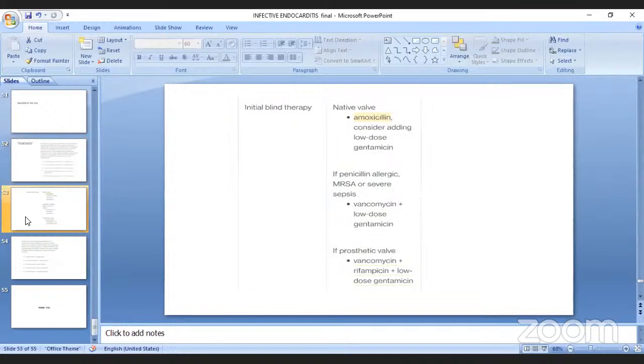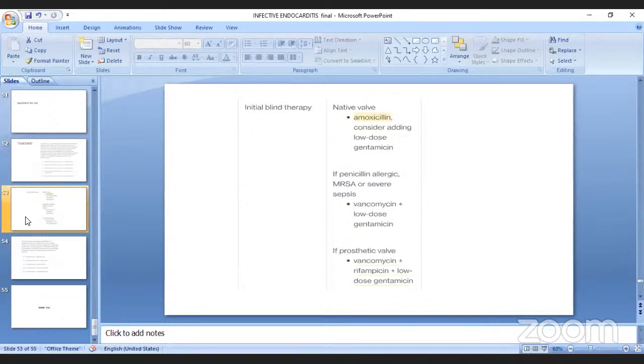Please remember this. I have taken this for you from your USMLE and MRCP: for native valve, always consider amoxicillin with a low dose of gentamicin. But if she is penicillin allergic, vancomycin with low dose gentamicin. And if a prosthetic valve is there, then vancomycin plus rifampicin plus low dose gentamicin.